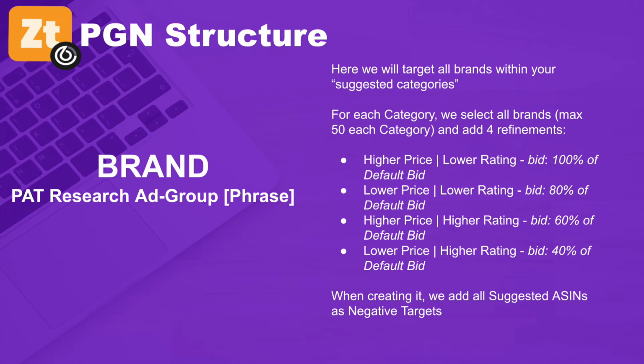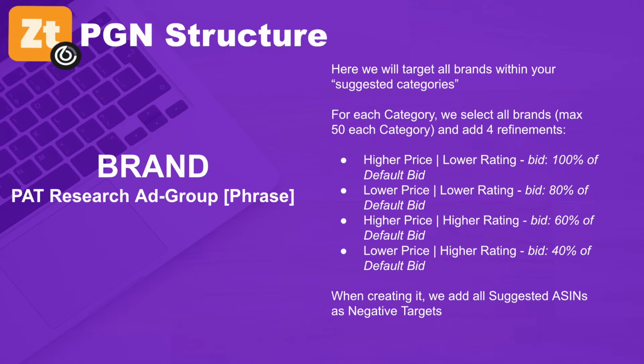Another segment is by higher price, higher rating. More expensive product with higher ratings. So they could be perceived as a higher value product, so you're even less likely to convert, so we'll use 60% of default bid. The last segment is lower price, higher rating.